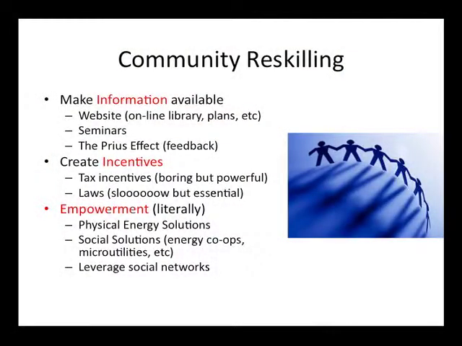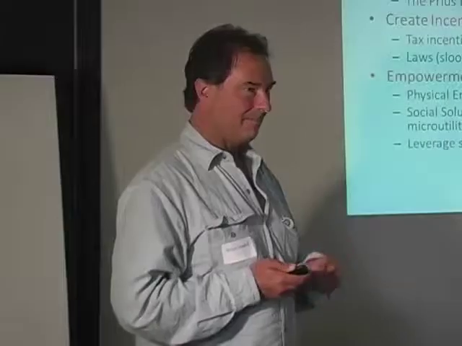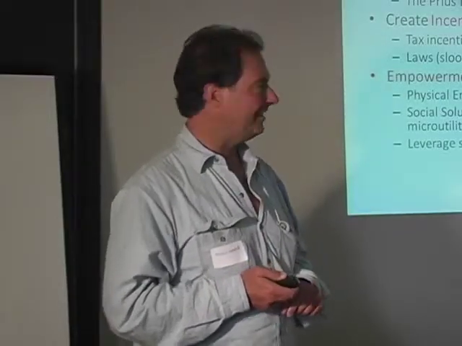Then empowerment, literally, are the physical energy solutions that we've mentioned. Social solutions are energy co-ops, micro-utilities, and to leverage social networks. And I think Ali mentioned more of these things, or in more detail than I did here. So the question is, why didn't you go into more nuclear or small-scale community plants? I mentioned micro-utilities in the sense that you might have community co-ops generate or own their own electricity.